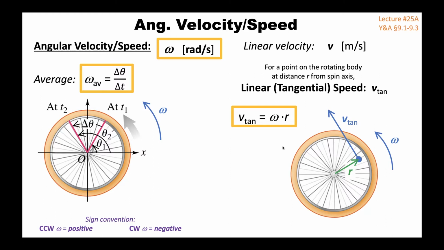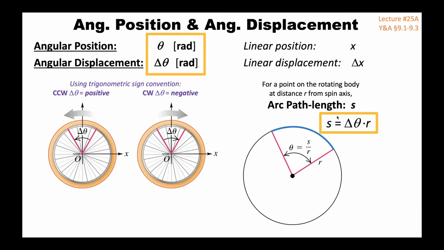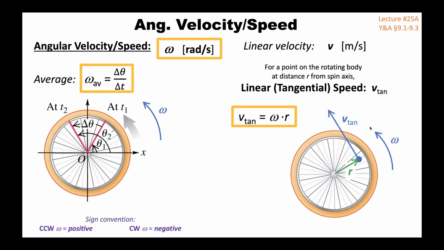In order to find out the linear speed of any point on this bicycle wheel, you just take the angular speed of the whole wheel, right? Omega is the same for the entire wheel, and you multiply by r, the distance out from the center. So notice how this looks, if I go back one slide, notice how similar that looks to this expression right here. Linear distance is equal to angular displacement times radial distance. Here it's linear speed is equal to angular speed times radial distance.